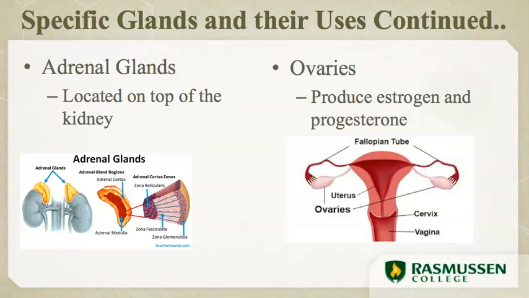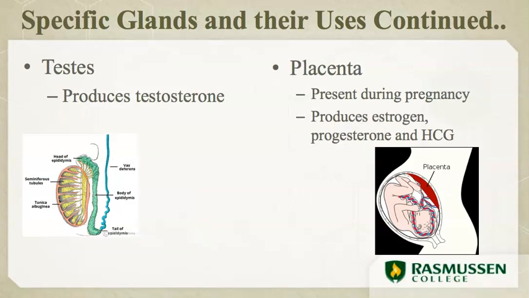Ovaries are the primary reproductive organ of the female reproductive system. We did talk about those back in your previous quarter, so I am not going to go into them again. Same thing with the testes. We did talk about those during nephrology the previous quarter, so I'm going to skip right on over those. We are going to talk about the placenta.